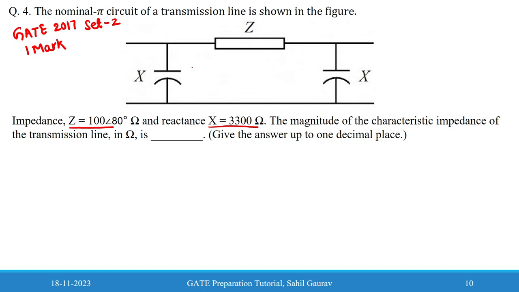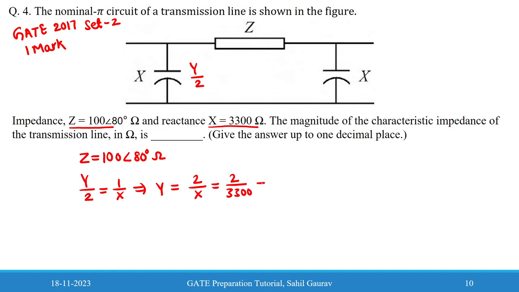So here the reactance is given. Basically we have seen this in terms of admittance. So it is Y/2. First we will find this Y/2 and then we will find the surge impedance, the characteristic impedance. Z is given as 100 at the angle of 80 degree ohm and X is given as 3300 ohm. So let us find this admittance first. So Y/2 is given as 1 divided by X, and from here you will get Y equal to 2 divided by X, 2 divided by 33 ohm. So it will give you 6.06 into 10 to the power minus 4 mho or Siemens.